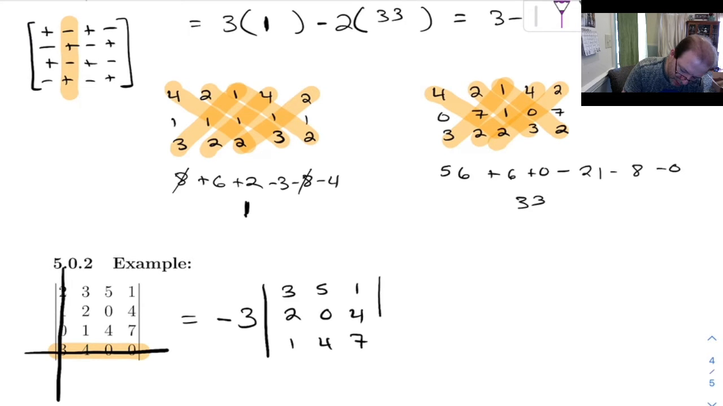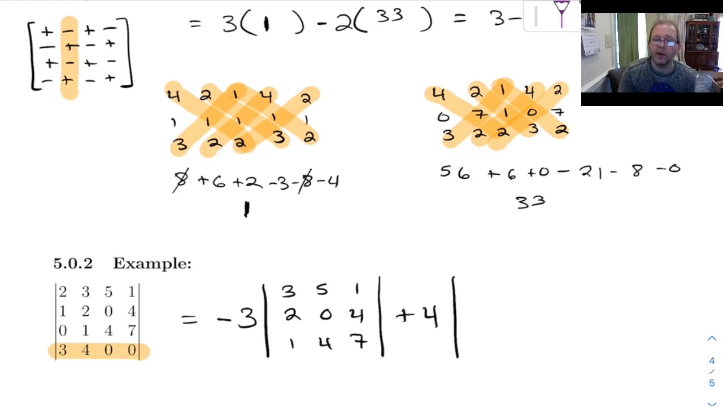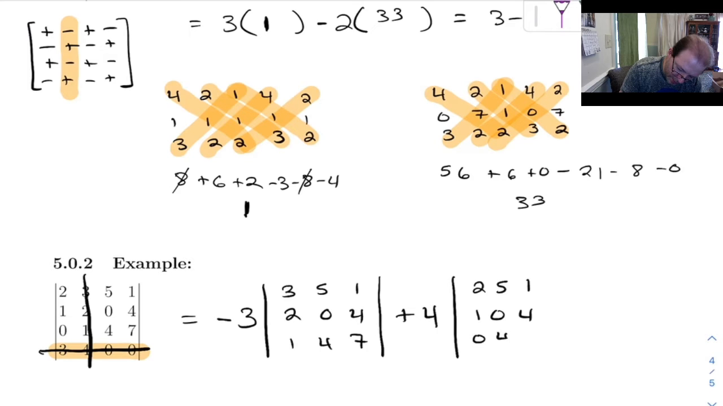351, 204, 147. And then the next one is going to be plus 4. You can just alternate when you go from one to the next, or you can come back up here and say plus, minus, plus, minus, plus, and get the 4 there. I'm going to cross this out. You get 251, 104, 047.